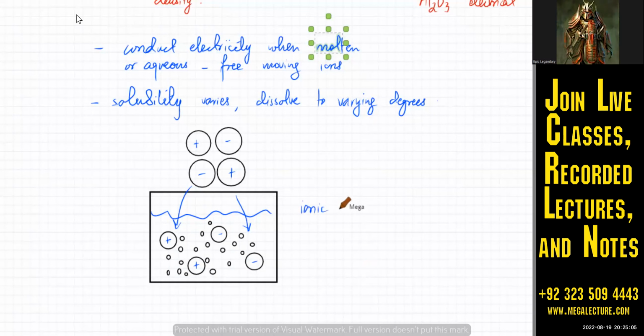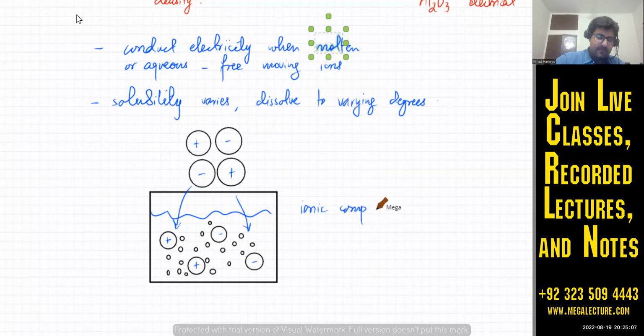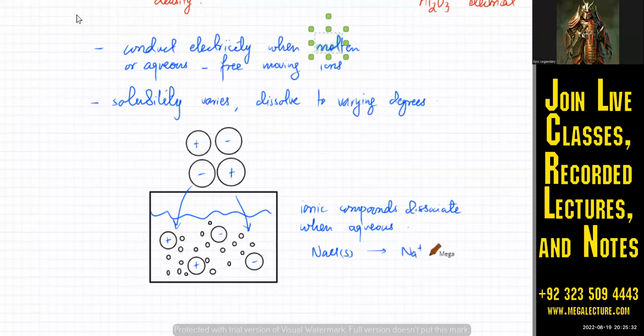Yes, sir. But they only dissociate if they dissolve. To dissociate, they have to be aqueous. So look at this and tell me: why do some ionic compounds dissolve and why do others not dissolve? NaCl dissolves. It turns into Na+1. The ions separate, right?